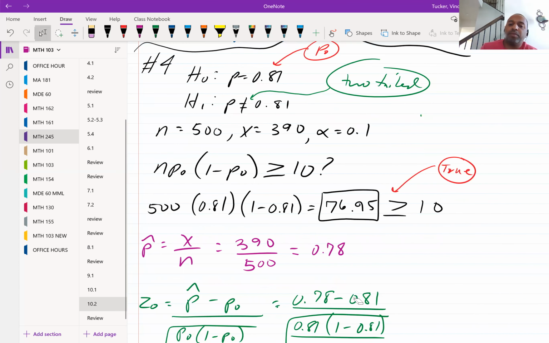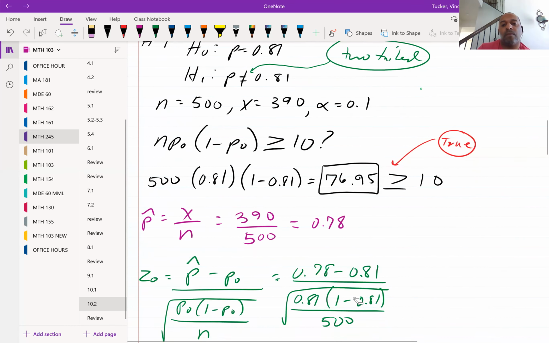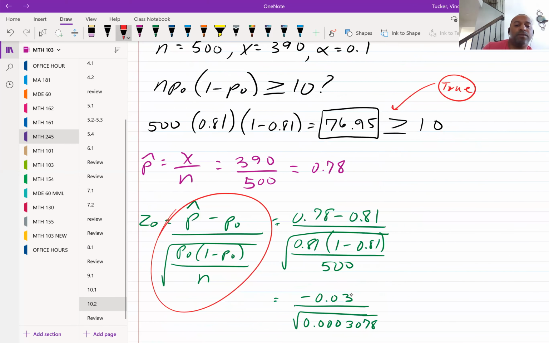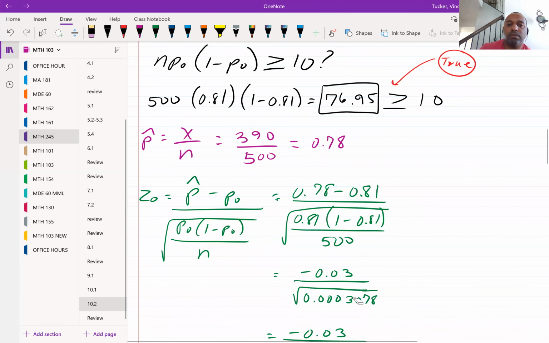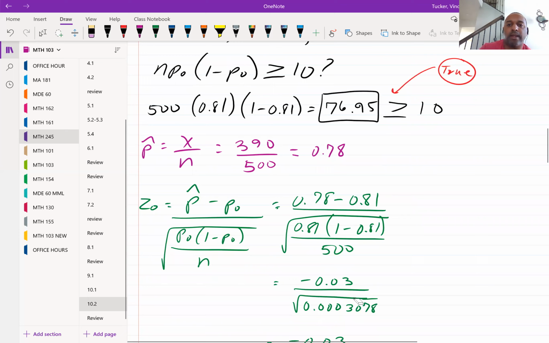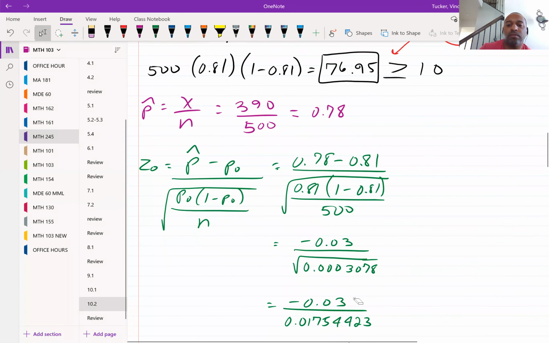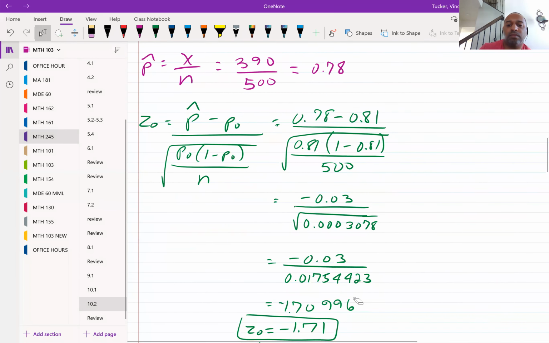So p hat is going to be 390 over that 500, x over n, which is 0.78. And then once you have that, you can go ahead and plug it into your test statistic formula. So plugging all that in ends up giving us negative 1.71.